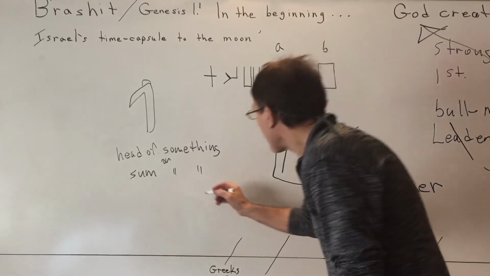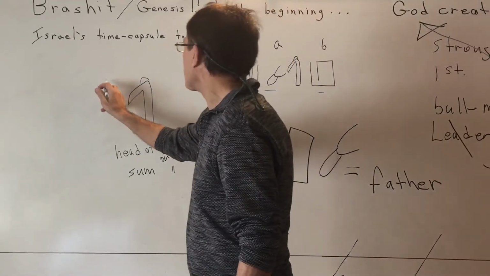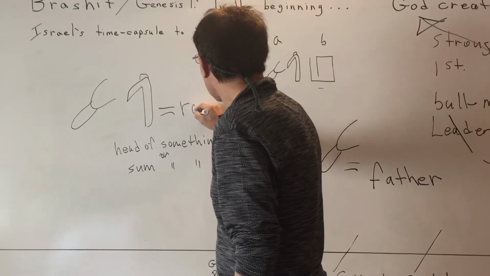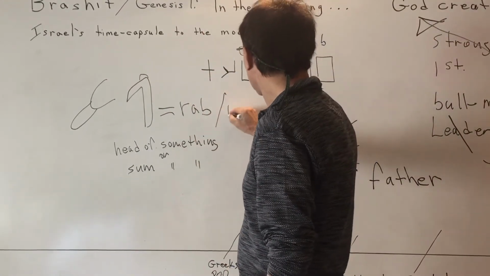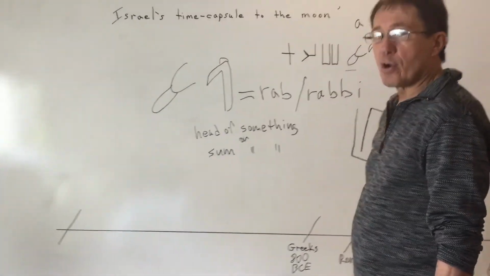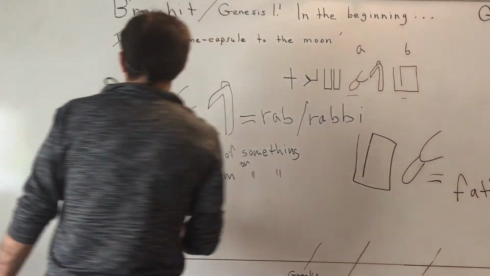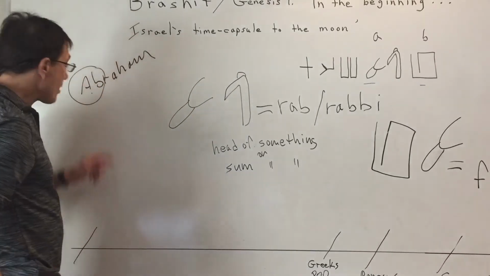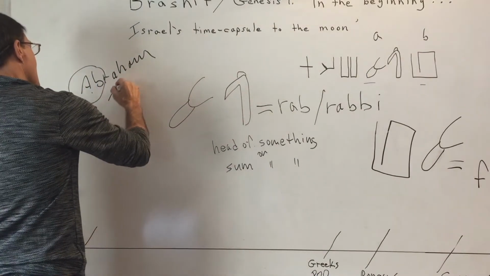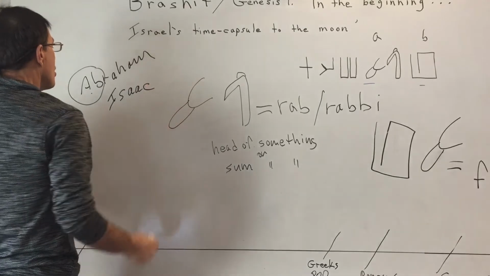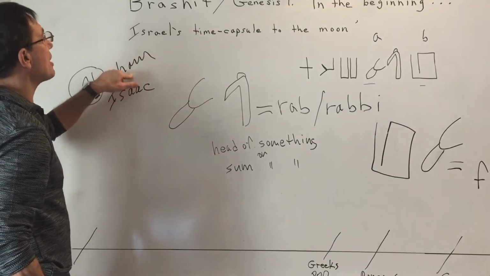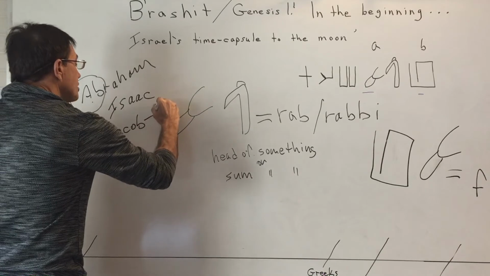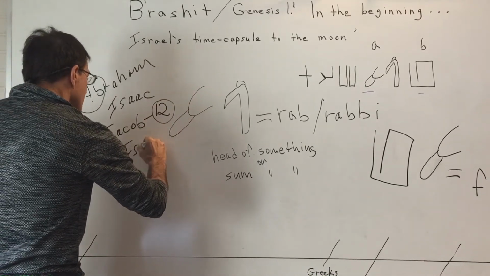But we take this and we put it next to this character, the A, and it actually spells Rab, which is short for Rabbi. And what would the rabbis teach us? But they would teach us about Abraham. Remember, Ab, the father of many nations. And then he would have a son called Isaac, who would carry on the knowledge, the information about God to his son, Jacob. And Jacob would have 12 sons and form what we would call Israel.